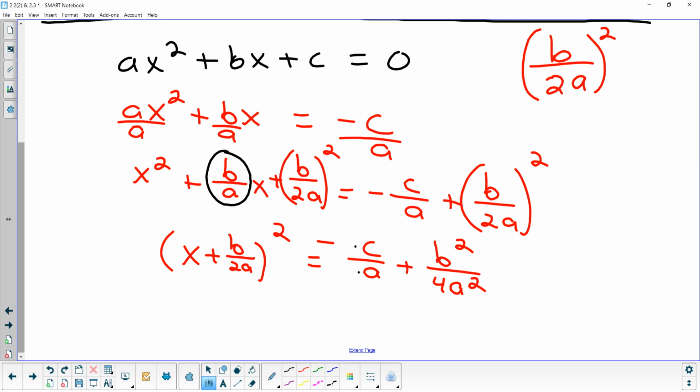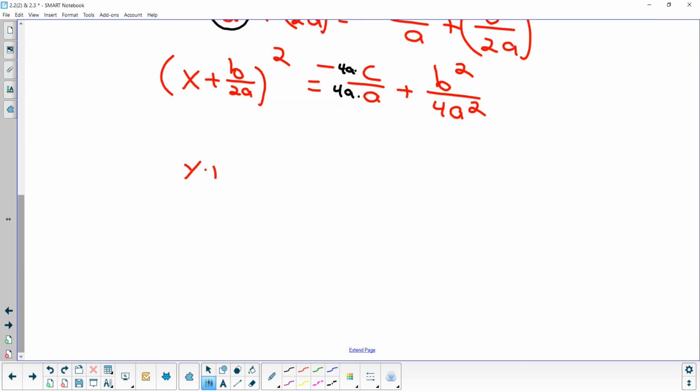I thought I had it. You're close. Very close. 4a. Look at what just happened. Minus 4ac. b squared minus 4ac. So you're maybe starting to see a little bit of the quadratic formula.